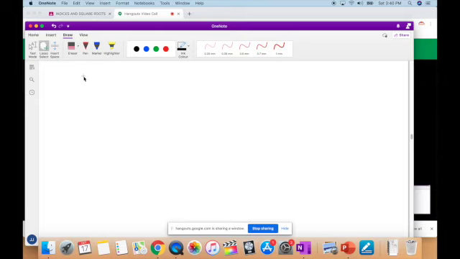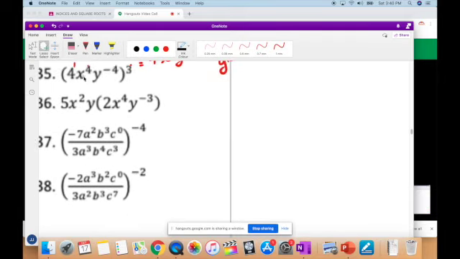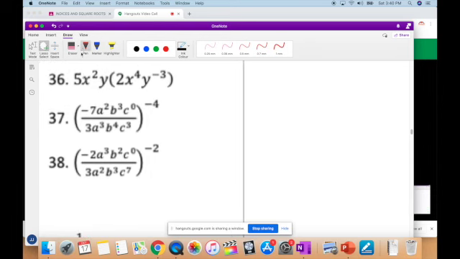So I'm hoping that you all are learning how to use the laws of indices a little bit better, right? So we have here now number 36. Everything in here is being multiplied by everything in here, right? So I could literally just remove the brackets and say 5 times x squared times y times 2 times x to the 4 times y to the negative 3.